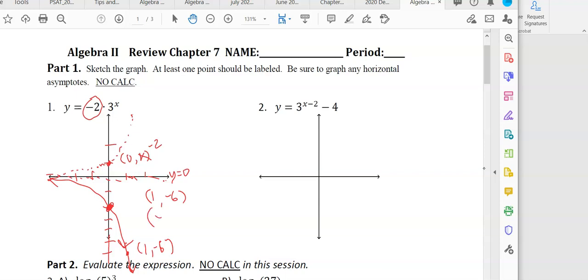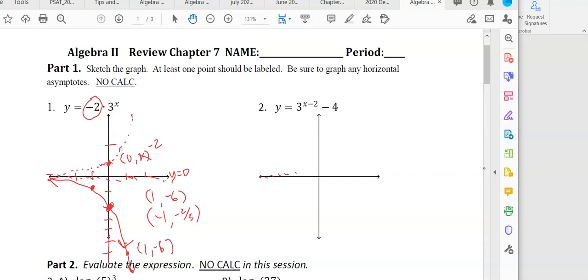Or you could plug in a point like -1, which would be a good point to plug in. If you plugged in -1, that's -2 times 3 to the -1, which is -2/3 if you simplify that. So there should be a point at (-1, -2/3), right about there. That would be a bonus point. What I'm saying is, if you put a bonus point on the test, I might give you a bonus point if you get an extra point correct. Not one for each point, but one per graph. Okay, let's try this one.